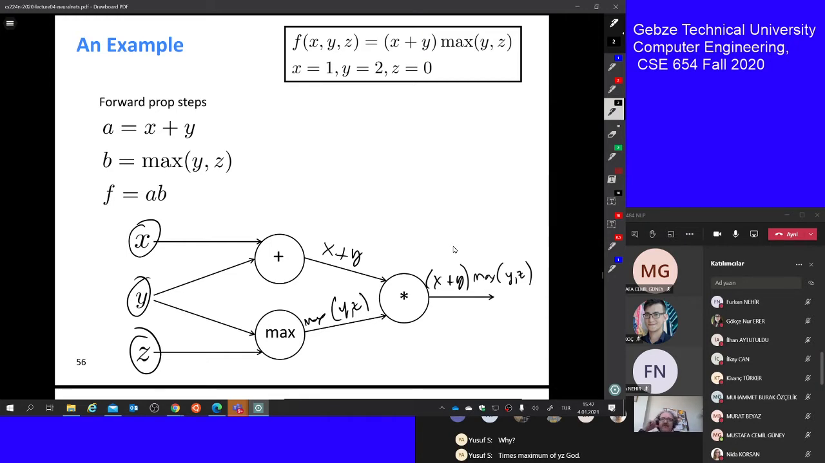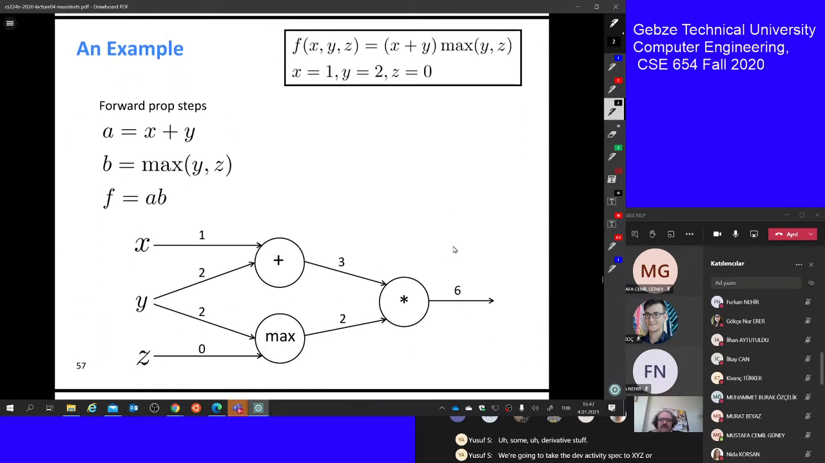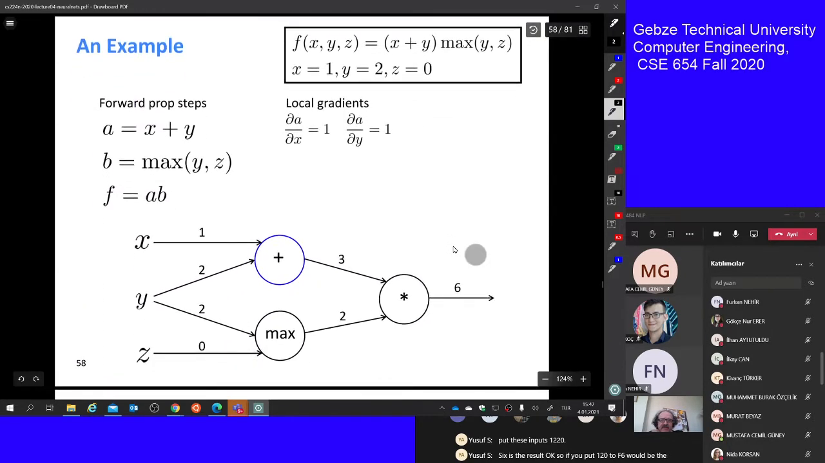We are going to do some derivative work, taking the derivative with respect to x, y, z. If I put these inputs, 1, 2, 0, 6 is the result. If you put 1, 2, 0 into f, 6 would be the result. That's fine, no problem here.